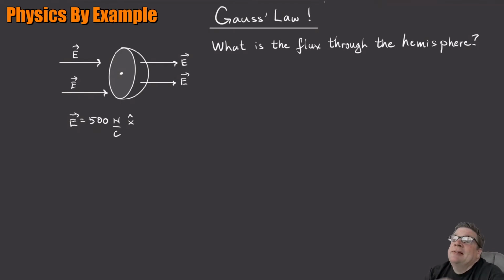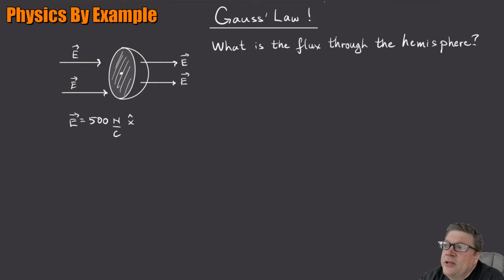Okay, here, what I've got is an electric field. I gave it a magnitude of 500 newtons per coulomb. It's traveling in the x direction, and it's totally uniform, so everywhere it's the same value, and it encounters this hemisphere. So the electric field is going into this flat area, and then it's coming out of the curved area.